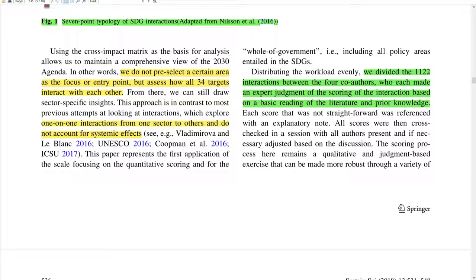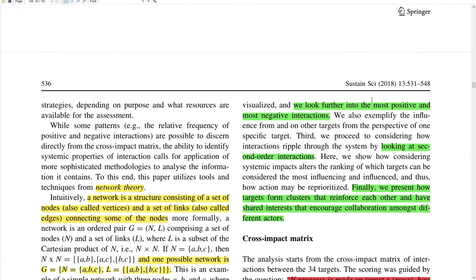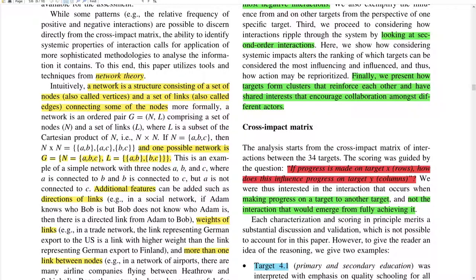So they divided the 1122 interactions between the four co-authors, like I've mentioned earlier. They've each made an expert judgment of the scoring of the interaction based on a basic reading of the literature and prior knowledge. So all these four authors, they've read some books, I guess, some literature, could be books, papers, newspapers, I mean, anything that could help them, and prior knowledge, which could absolutely be highly biased. And later on, they're going to use network theory, and even clustering.